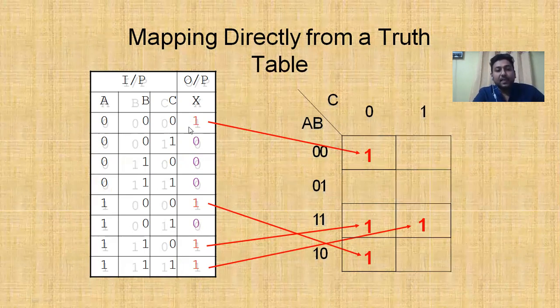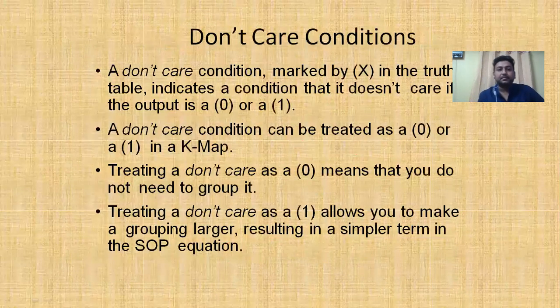Now here the output x is equal to 1 in case of 0, in case of 4, in case of 6, and in case of 7. So 000 goes in this position, this one goes in this position, this one is 110, that is this position, and 111 this position. So it is the mapping directly from truth table to K-map.